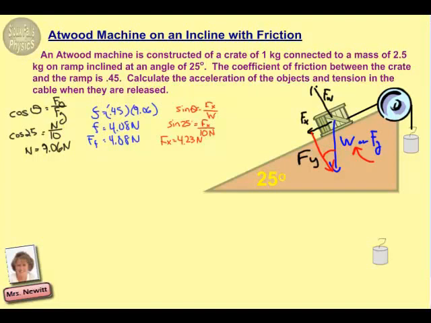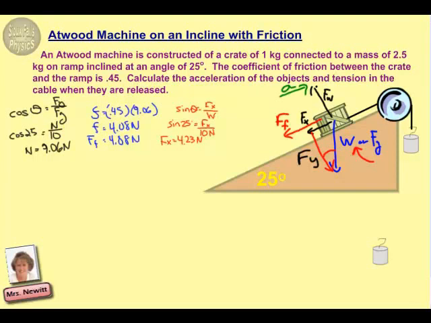And again, remember that at this point we're going to need to make a decision as to which direction we think the weight is going to travel. In the end, if we find out that we get negative values, we may need to go back and reverse that direction. But right at this point, let's assume that the crate is traveling up the ramp with an upwards acceleration. If that is the case, then that means that the friction would act to oppose that motion, and so the friction would be acting back down the ramp. And we calculated that amount earlier as 4.08.